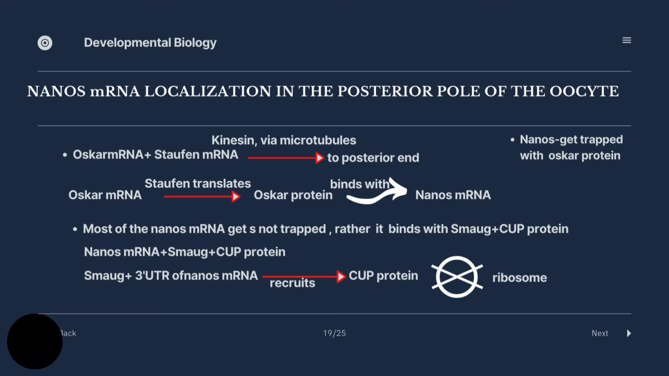As long as this Cup protein is bound to the 3' UTR region of nanos mRNA and Smaug, it cannot pass through the ribosomes and get translated.